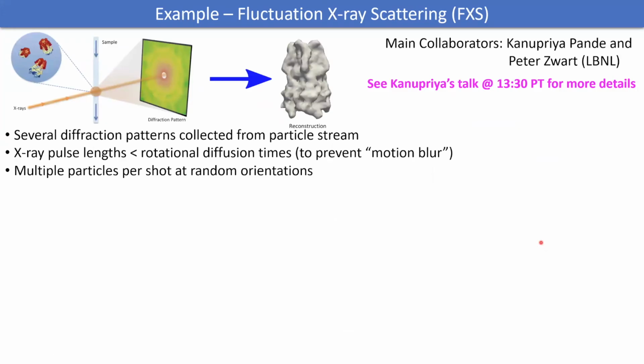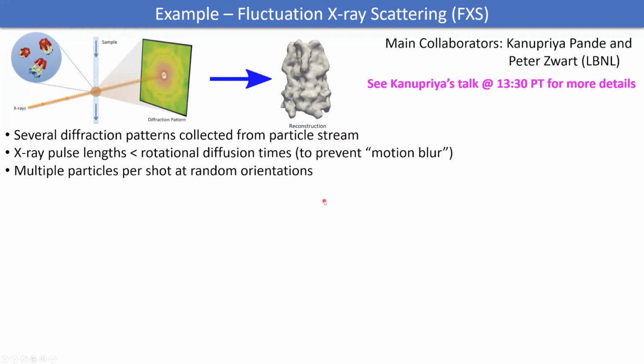So I think the best way to demonstrate MTIP is just to go through a few examples. Unfortunately, this means I'm going to have to skip some of the scientific detail, but there are other talks later today going through that in more depth. The first thing I'm going to talk about is an experimental technique called Fluctuation X-ray Scattering, or FXS. This is mainly in collaboration with Kanupriya Pande, who is giving a talk going through all this in more detail in the afternoon session at 1:30 Pacific, and also Peter Zwart, who are both at LBL.